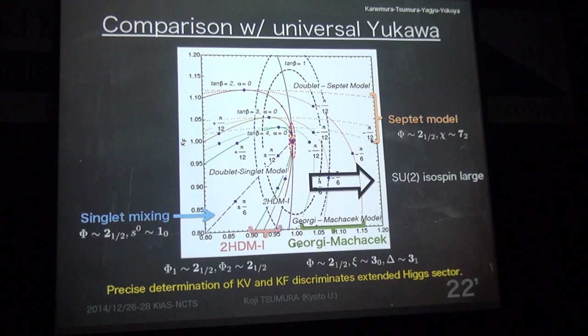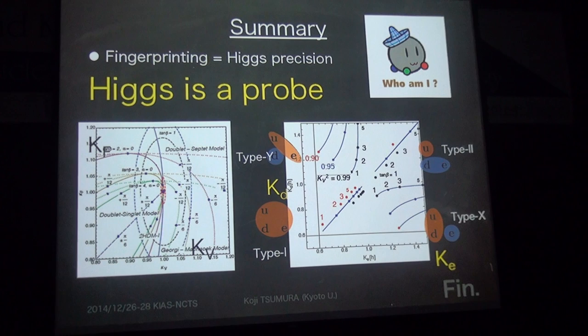Okay, summary. Today, what I want to tell you is that the fingerprint method is nothing but Higgs precision measurement. And the Higgs can be a nice probe of the new Higgs or non-minimal Higgs sector. And this is just our result. Okay, thank you very much.